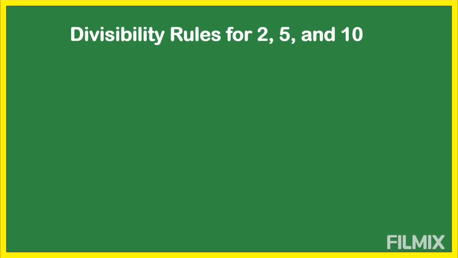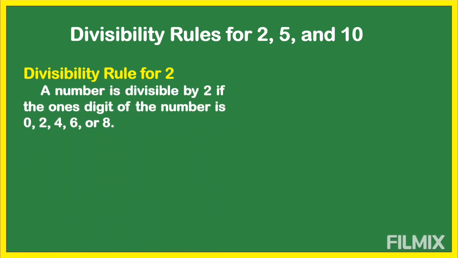Okay, here we go, guys. I grouped the numbers having similar rules. The first one is divisibility rules for 2, 5, and 10. How do we know that a number is divisible by 2? A number is divisible by 2 if the ones digit of the number is 0, 2, 4, 6, or 8. Or in short, that is an even number.